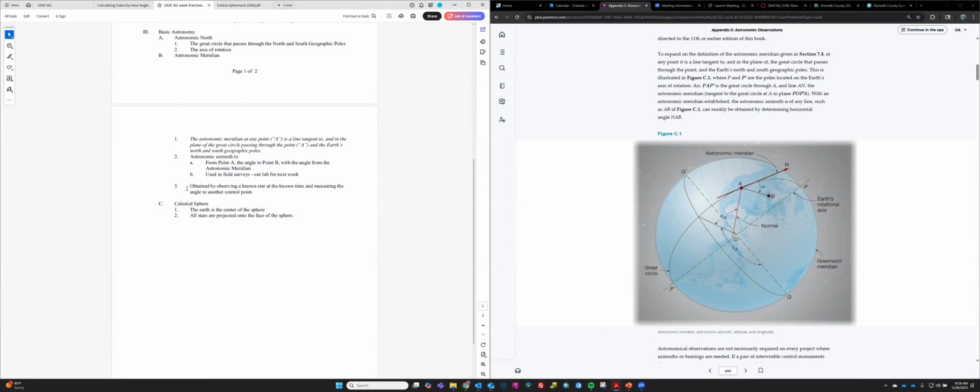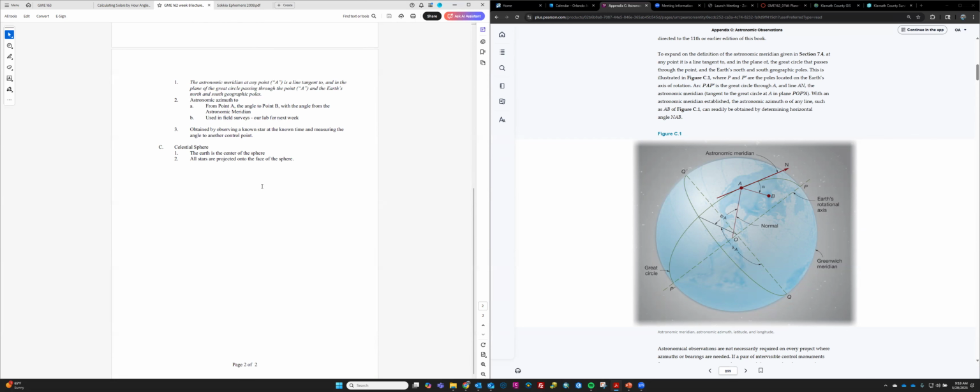Number two, astronomic azimuth from A to point B, or the angle from the astronomic meridian, used in field surveys or the lab this Thursday, next week. Obtained by observing a known star at a known time and measuring an angle to control to another control point.